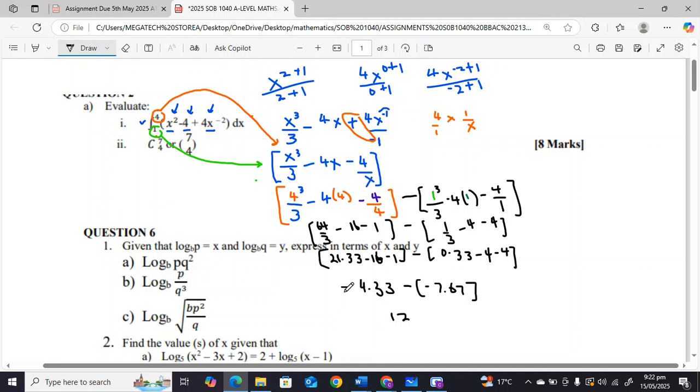Okay, sir. 12. Colleagues, are we all getting 12? Okay. Yes, with maths, you can use whichever way you're comfortable with. And I'm happy you used the fraction way.